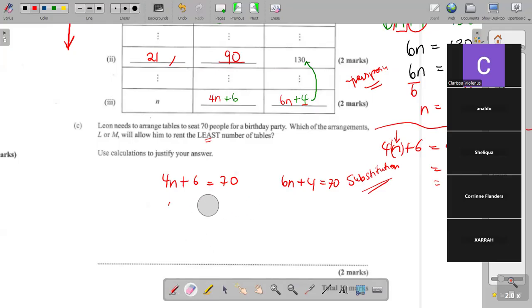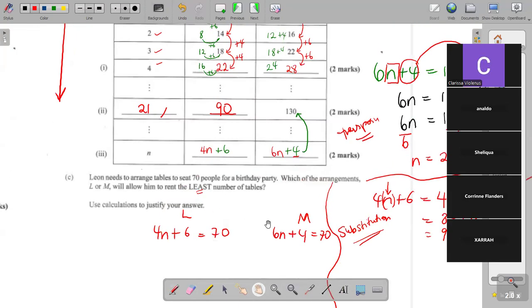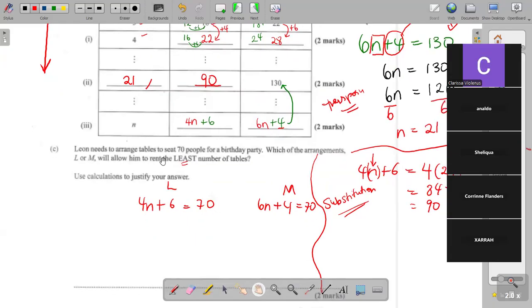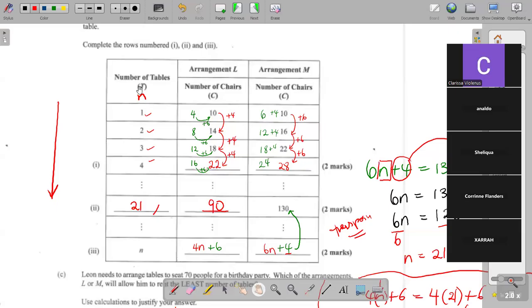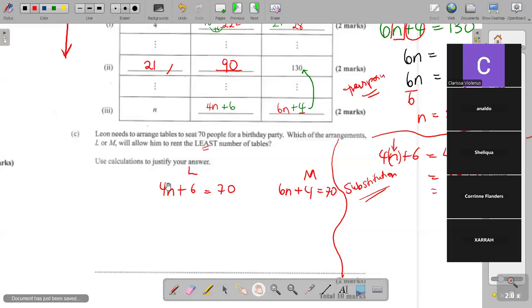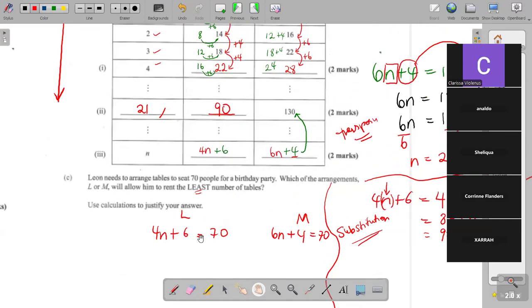So let me make sure I label it. This one was what? L, and this is what? M. So everybody see that? Let me just draw a line here. So let's make sure we understand this. What do you think we need to calculate here? They want to know how many tables they need. Which letter represents tables again? That means we need to find one letter. Let me see who's thinking. What should you do with these two things now? Oh my God. Yes. Very good, guys.